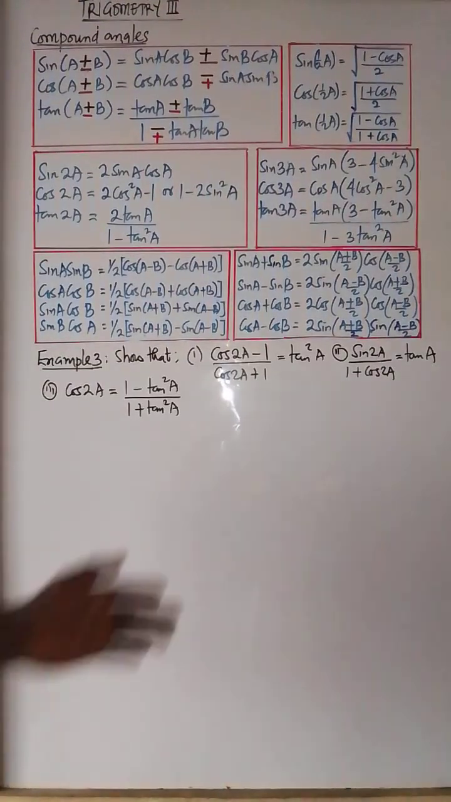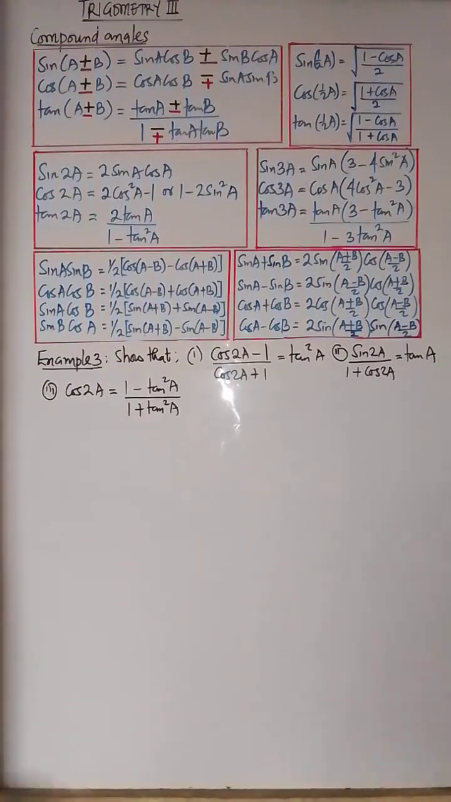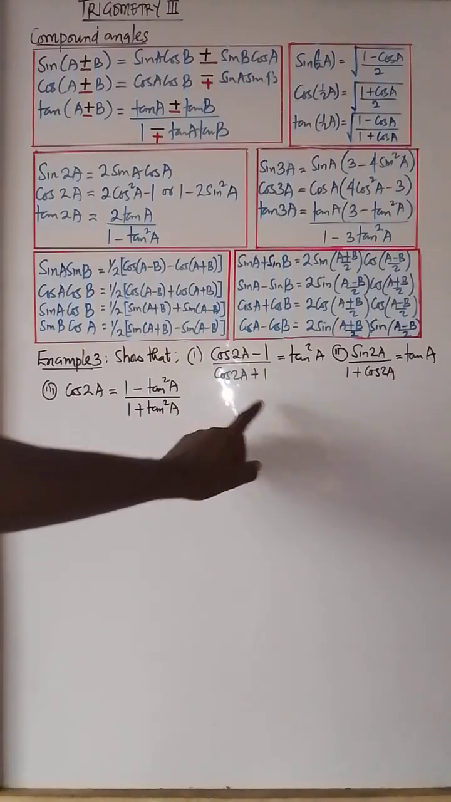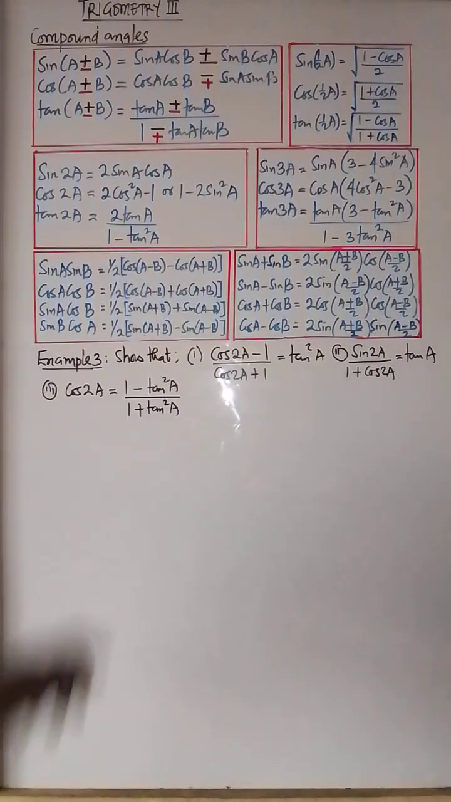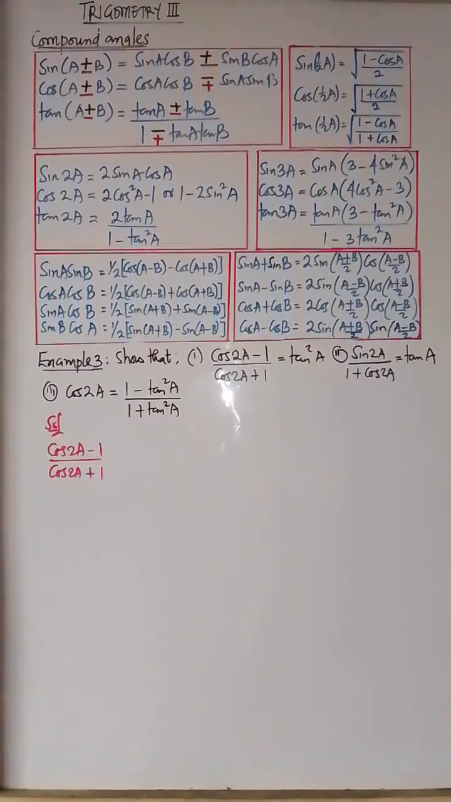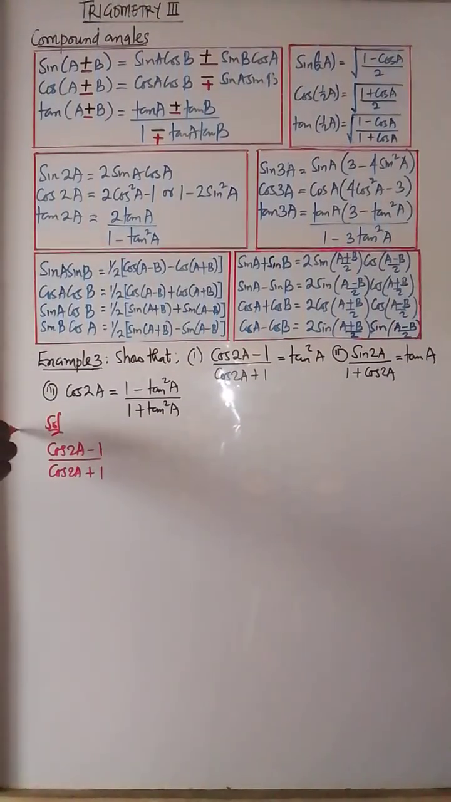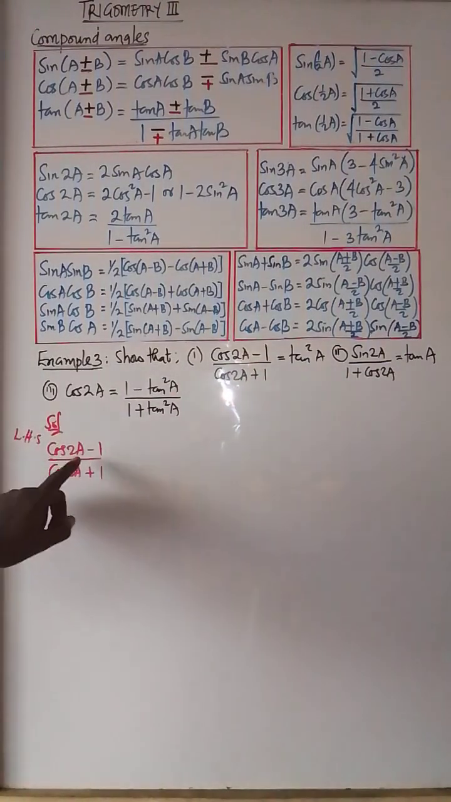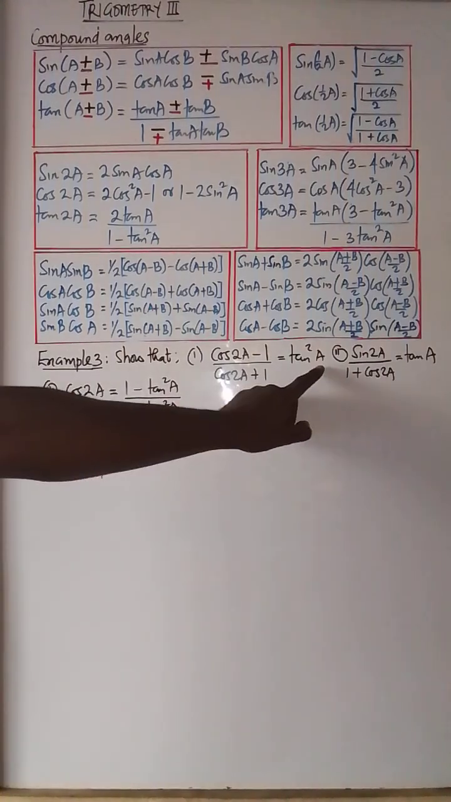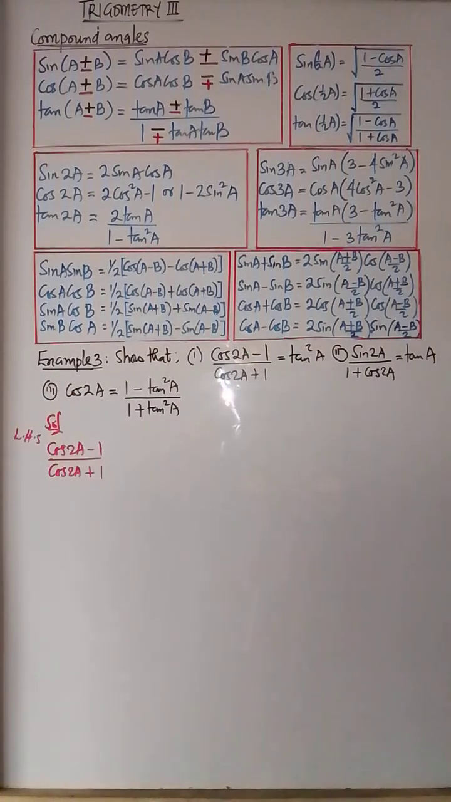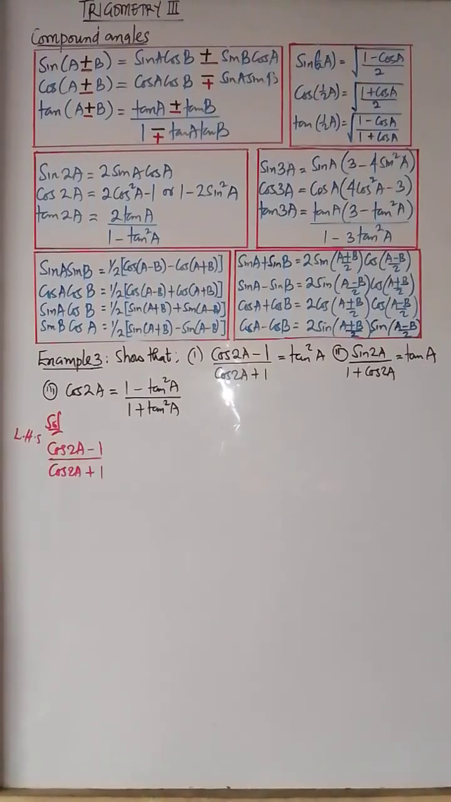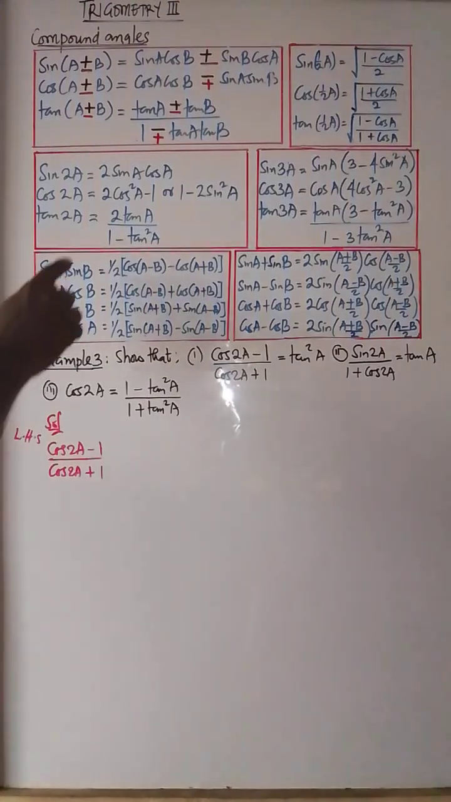So example 3, we have to show the following. We have to show that cos 2A minus 1 over cos 2A plus 1 is this and this also. Let's start from the first one. Let's start from the left hand side and show it to the right hand side. Now, if you observe, we have double angle here, we have A, we have 2A here. So the first is to try to express this 2A as A. And what are you going to use to come back here?